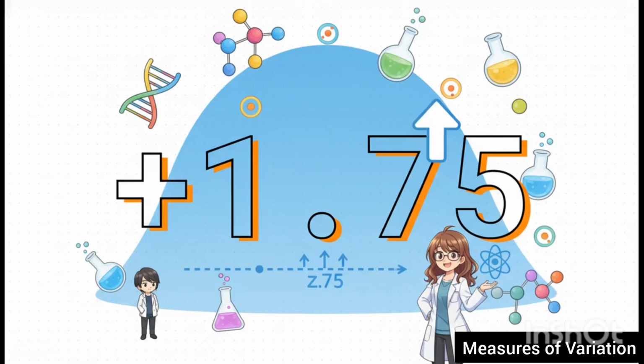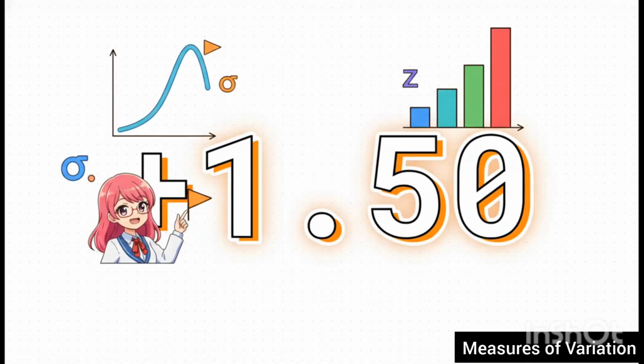So we run the numbers for that chemistry grade, and we get a z-score of plus 1.75. What does that mean? It means that student scored 1.75 standard deviations better than the average student in that class. That's really, really good. Now let's look at the economics grade. Remember, the raw score was higher, an 89, but its z-score is only plus 1.50, so it was only 1.5 standard deviations above the class average. Still good, but not as good as the chemistry score.